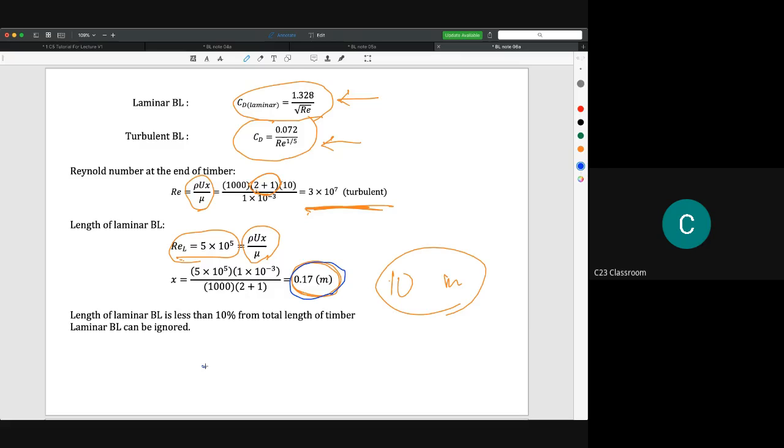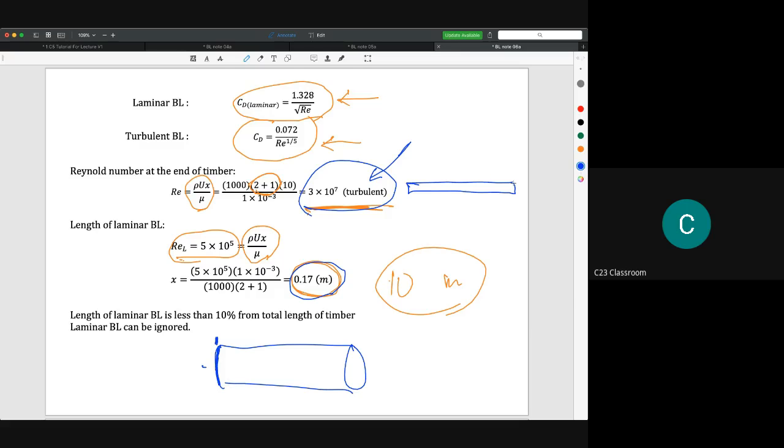So we have a timber here. At this stage, we calculate the Reynolds number at the end of this timber, and we get 3 times 10 to the power of 7. So it is totally turbulent. But previously in chapter 6, I taught you how to solve the problem if the laminar part needs to be accounted for in the calculation. Do you remember it from yesterday?